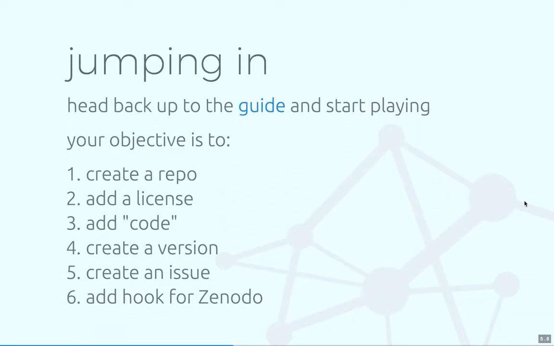Cool. So that was the short version of GitHub and Zenodo. So what I want you to do is quickly pause the video, create a repository, add a license, add code, create a version, add an issue, add a hook for Zenodo, and kind of go through these motions. Of course, message me on the Brainhack Slack, which I believe you've all been introduced to. If not, then I think you can just Google Brainhack Slack and you'll find it. But message me there if you have any questions, and once you're done, you can unpause this video and go on to the next section.